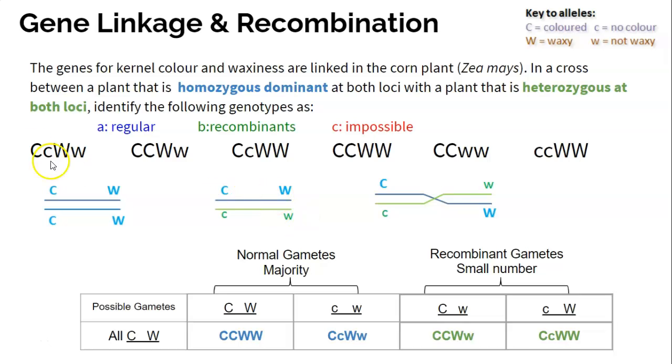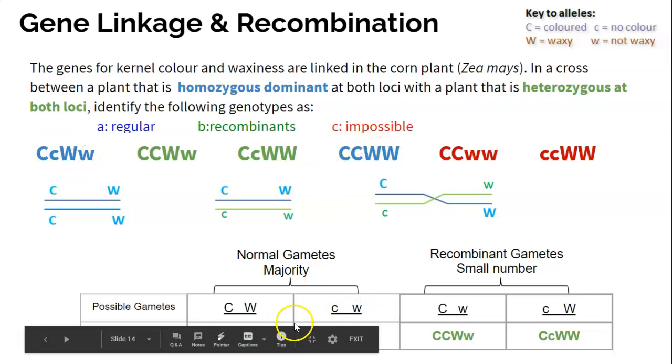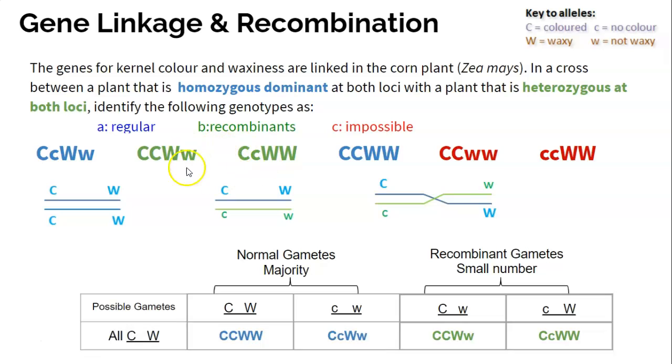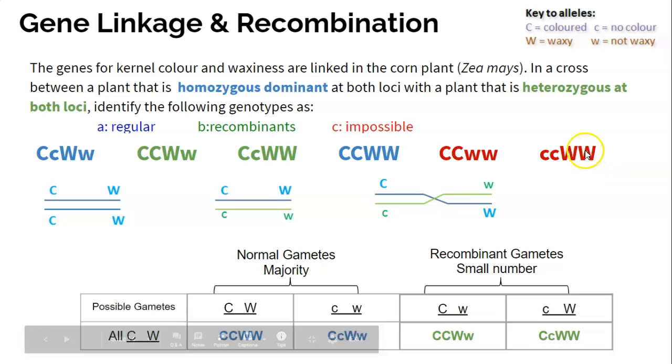So looking back at this top row of potential genotypes, you should be able to pick out which are regular, which are recombinants, and which are just impossible and would never show up. Hopefully that's what you said. The blue ones show your regular ones, and they're seen here. Your green ones show your recombinants, also seen down here. And then these last two are just impossible. They would never happen because there's no way that recombination would occur and you would get those as your offspring.